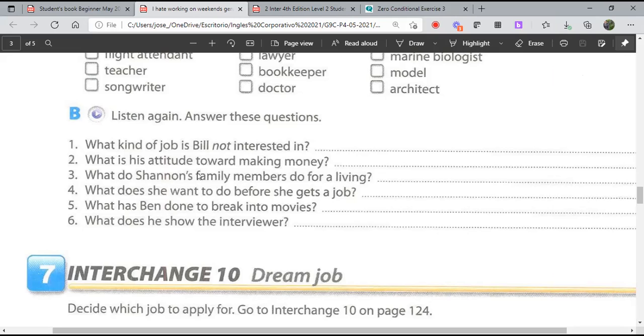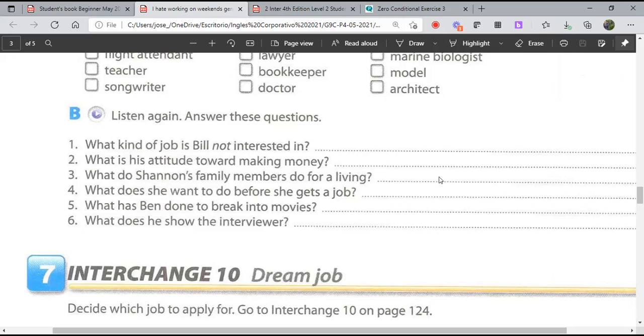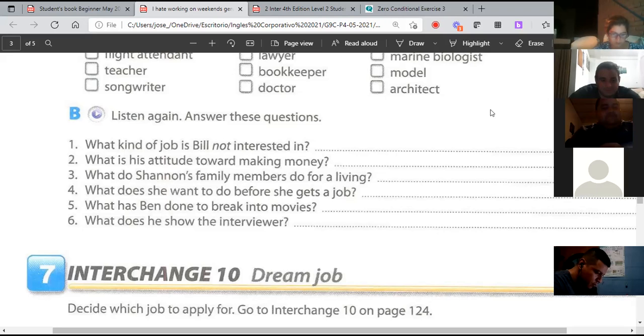Shannon wants to become a doctor, but first of all, she wants to help other people, specifically children in a poor developing country. But in order for her to do that, she needs to get into the medical school, all right? And then the other guy, Ben, he's been going to the gym. He's in shape, and he needs to be fit, very fit.